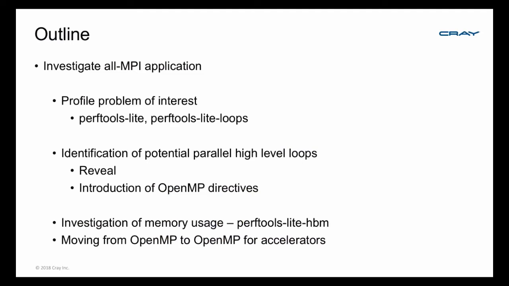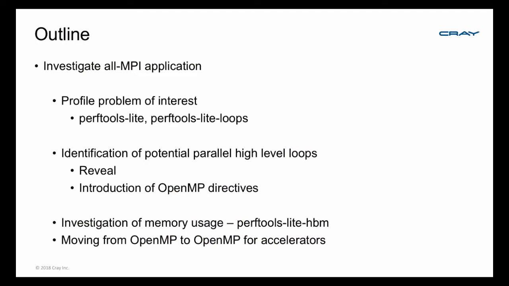Then we're going to use the Reveal product, which does scoping analysis for loops. So it will look at a loop, and that loop can contain subroutine and function calls, and it will try to identify all those variables that are shared and those that should be private. And then we're going to introduce OpenMP directives. Along the way, we will be doing timings, comparing our OpenMP code to the original code.